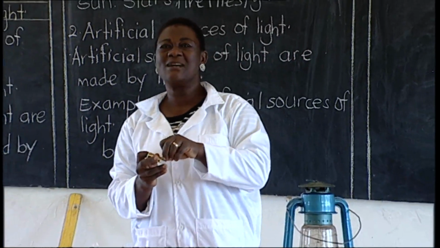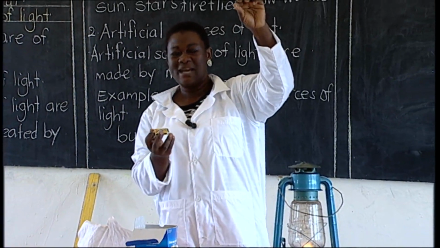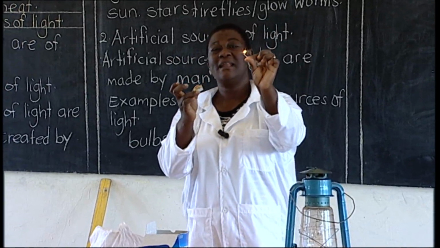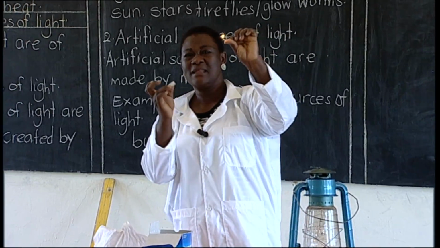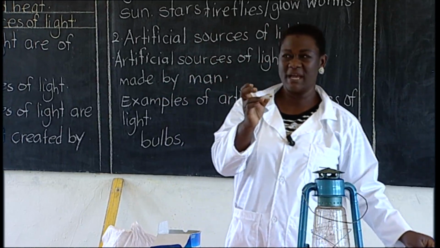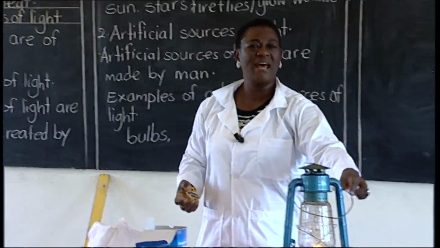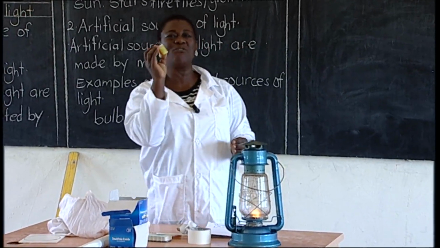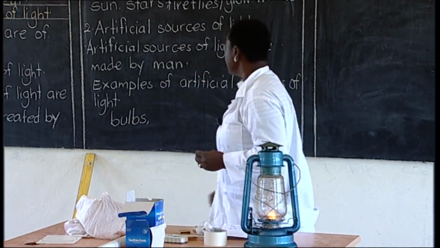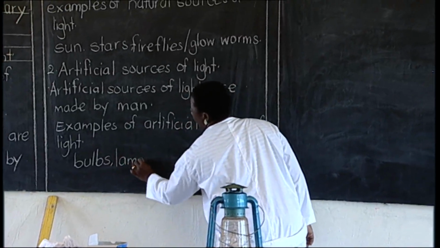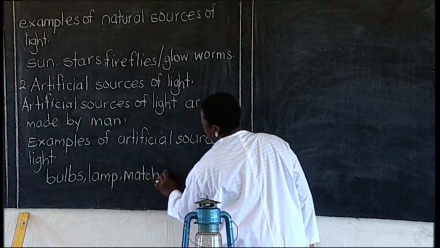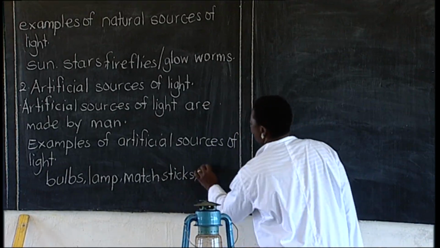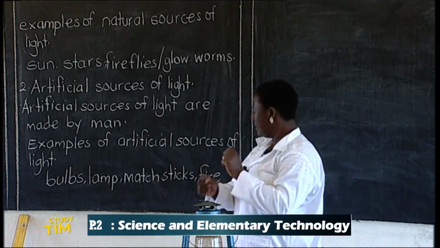Also, matchsticks are sources of light. These ones, they are sources of light. Once you press them on this matchbox, they provide light. This one also is a source of light, the matchstick. When you are using it, you have to be careful because it can harm you, it can burn you. So we have the lamp. You light it using the matchsticks. And also the matchsticks are artificial sources of light. So we have seen the lamp. We have seen the matchsticks. And once you light them, they provide what? Fire. Fire also is a source. Once you light those matchsticks.